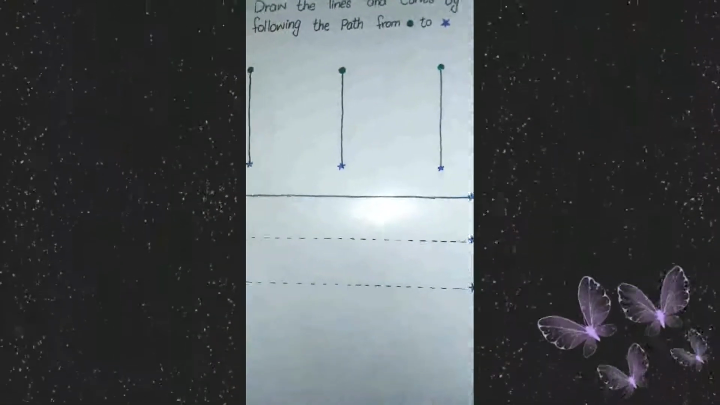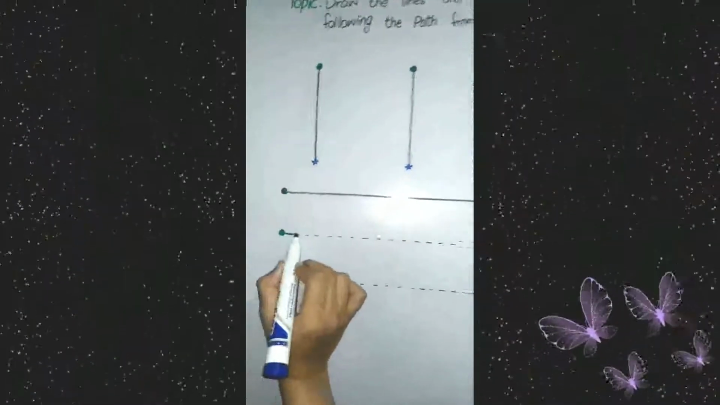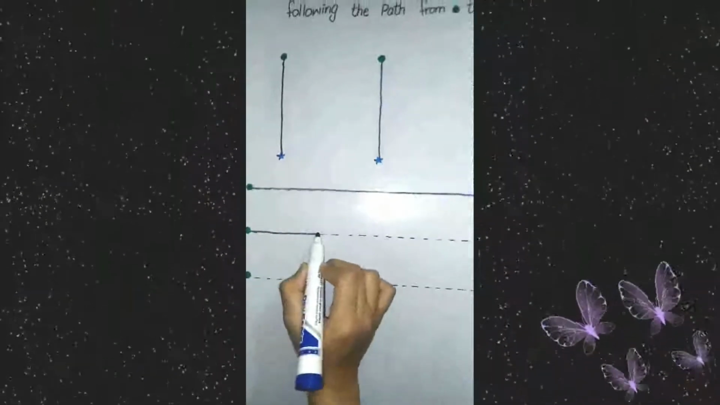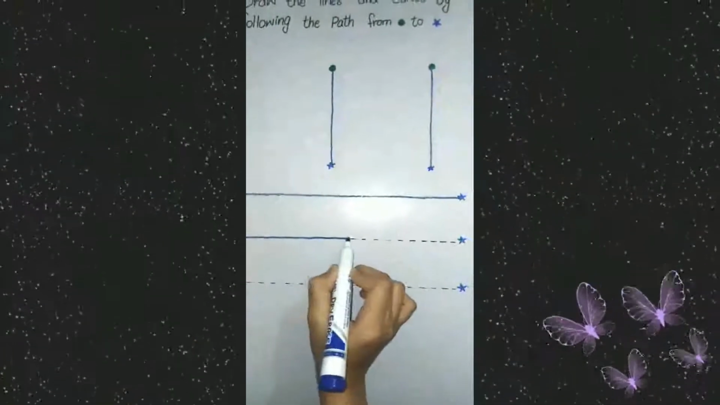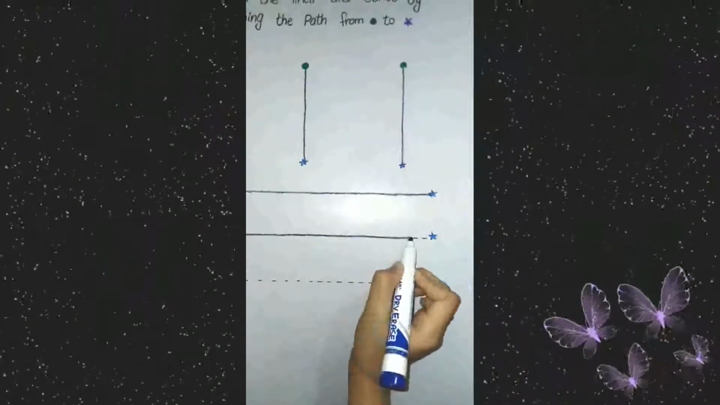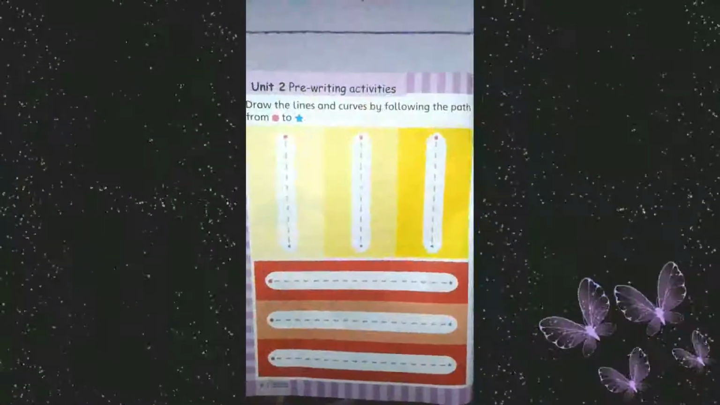Look. Now again, start from big dot, follow the dots and trace it slowly, slowly. Tick, tick, tick. Touch the star. Yes. Alright, students, look at this page.